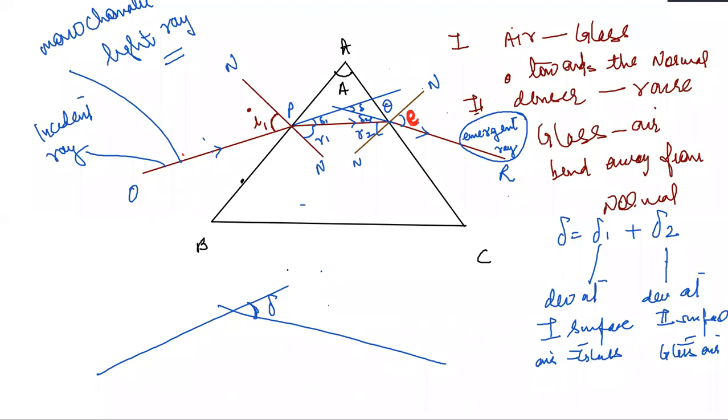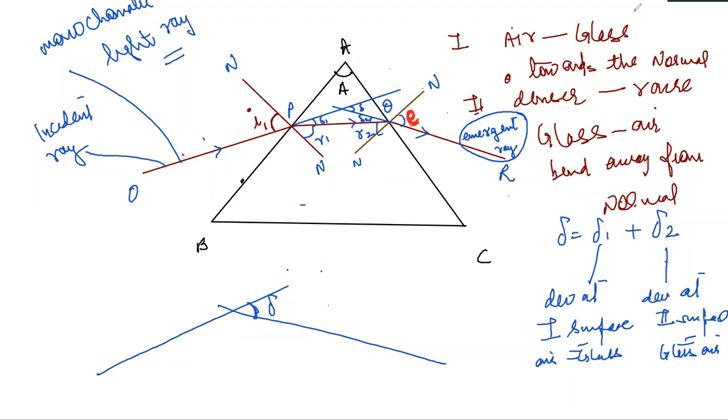Now, underline this point in your book or write it down, listen very carefully. At the first surface, light is bending towards the base of the prism. Light OP bends towards the base of the prism. Similarly, at the second surface also, it bends towards the base of the prism. At both the surfaces, light is bending towards the base of the prism. So the OP ray is bending towards the base, and the PQ ray is also bending towards the base.